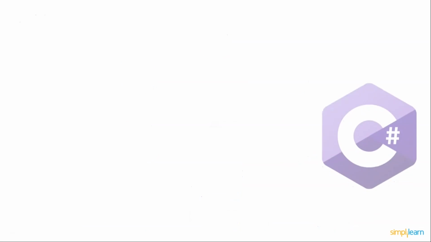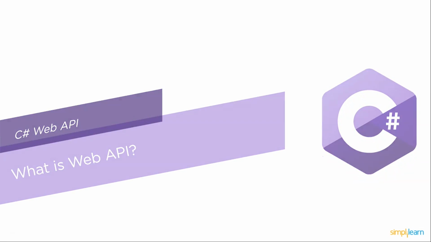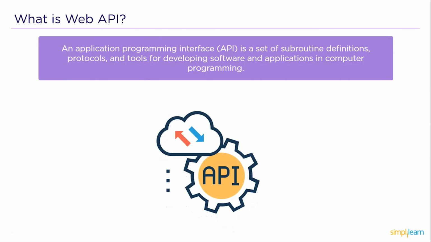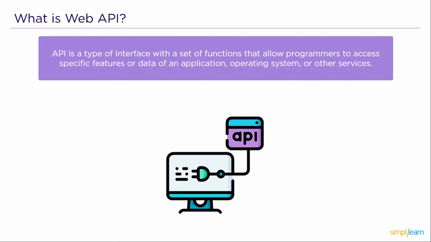Now, without any further ado, let's get started with our first topic and try to understand what a Web API is. An application programming interface is a set of subroutine definitions, protocols, and tools for developing software and applications in computer programming. API is an interface with a set of functions that allows programmers to access specific features or data on an application, operating system, or other services.